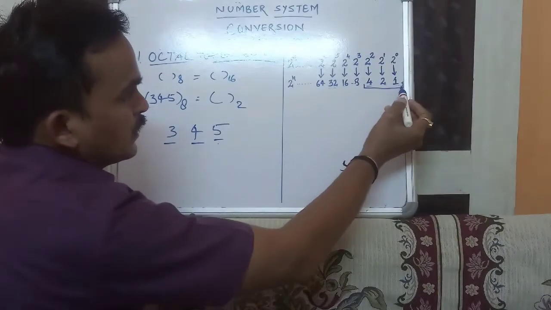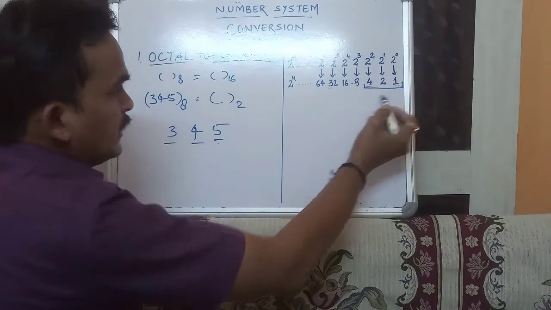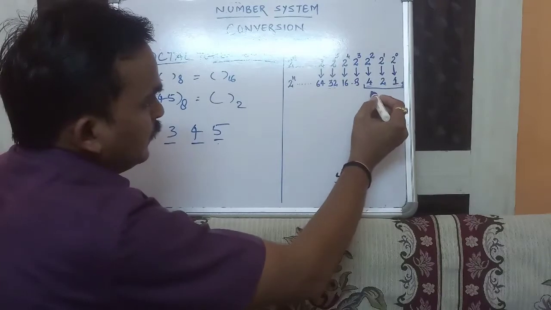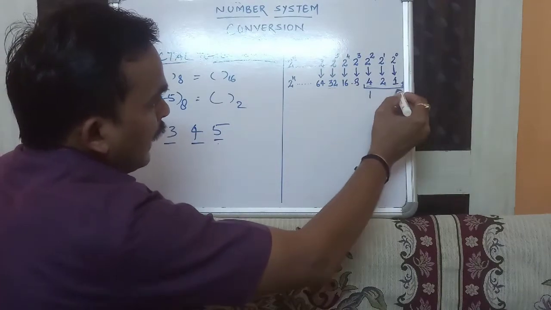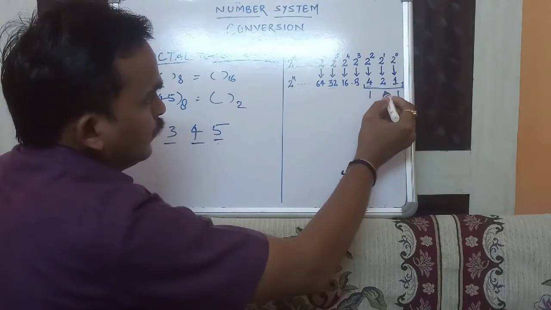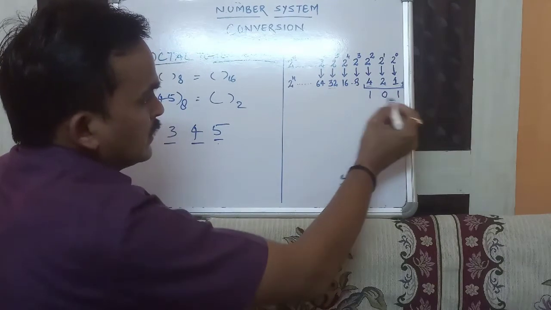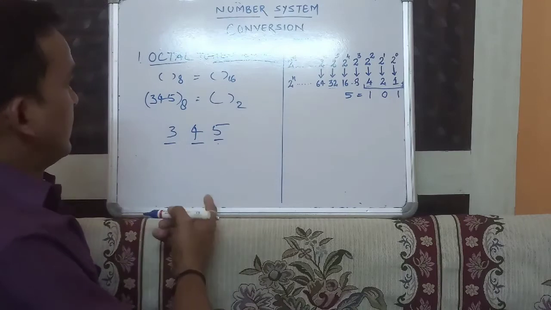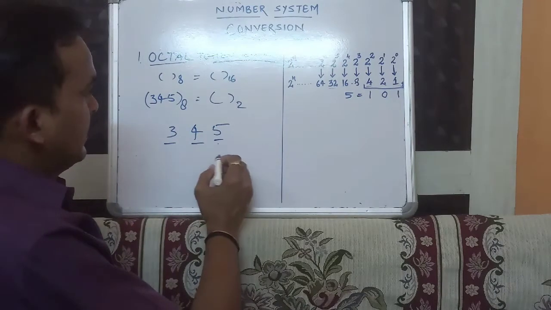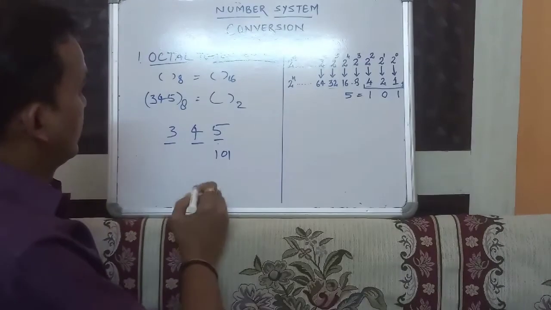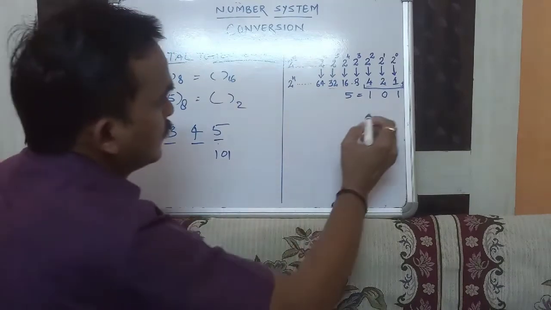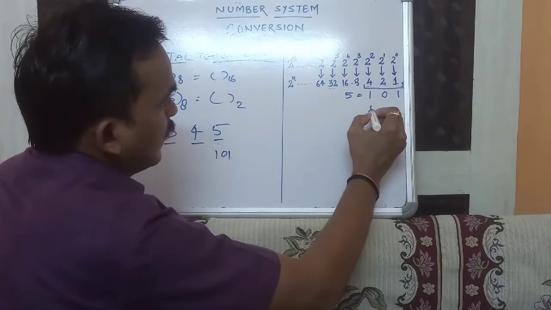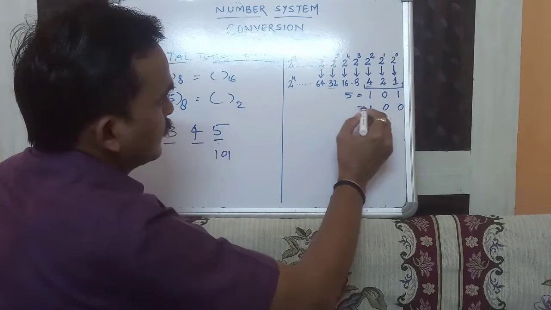What combination of these values will give the resultant value of 5? So this would be a 4 and 1, and 2 will be a 0. So this is the value of 5, right? So we will write down here 1 0 1. Second, 4. So 4 is what? 1 0 0, that is 4.